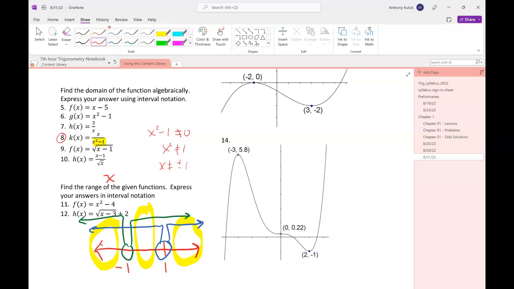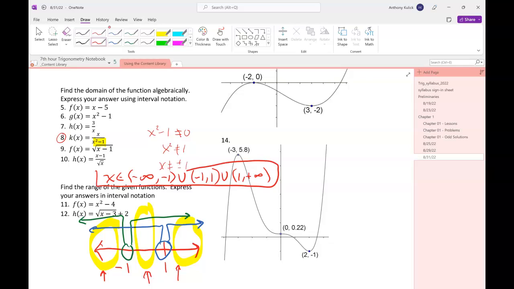So my first interval is here, going from negative infinity to negative 1. My second interval is the middle, going from negative 1 to 1. And my third overlap is the far right, which goes from 1 to positive infinity. So that's my domain. Is that okay, Ava? Sure.